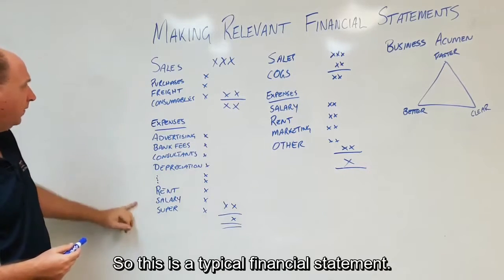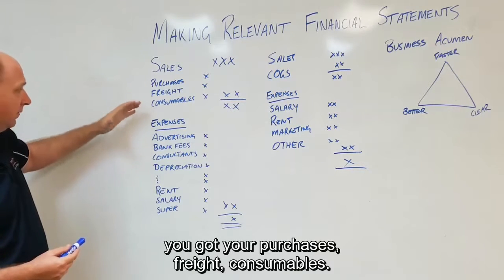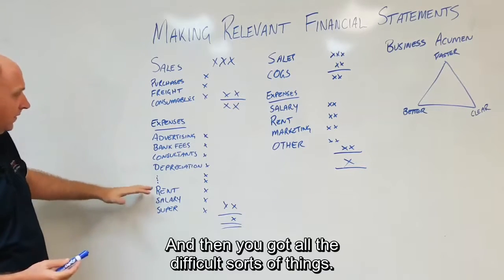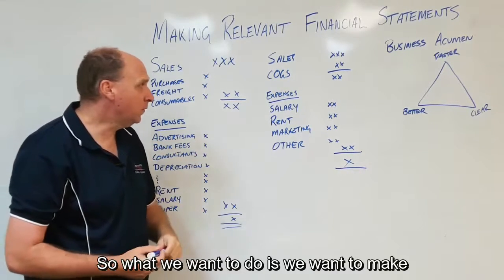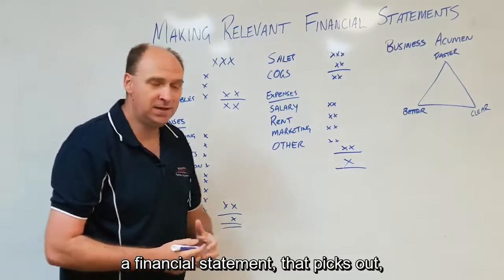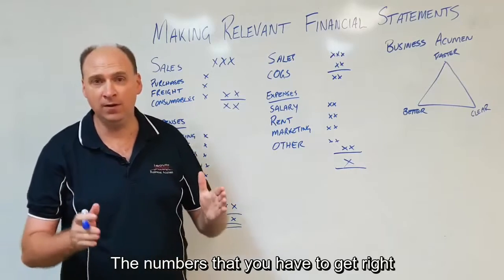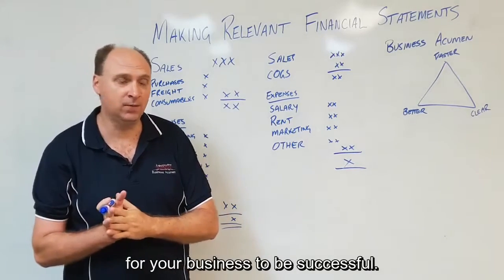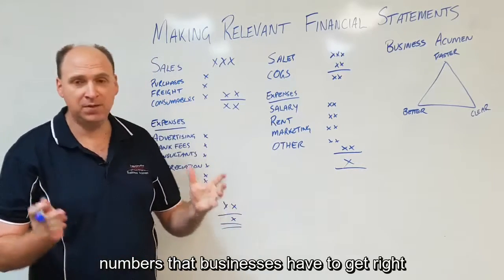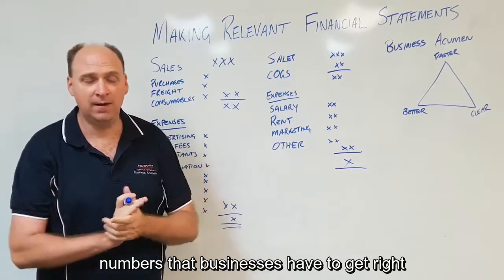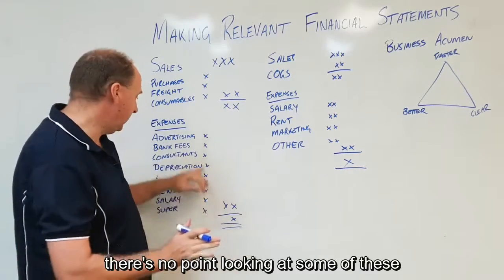So this is a typical financial statement. You've got your sales, and then in your cost of goods sold, you've got your purchases, freight, consumables, and all the different sorts of things. And sometimes that can just lead to more confusion. So what we want to do is make a financial statement that picks out what I call the critical numbers, the numbers that you have to get right for your business to be successful. There are generally 3, sometimes up to 5 numbers that businesses have to get right for their business to be successful. Otherwise, if you're not getting those numbers right, there's no point looking at some of these other numbers in your business.